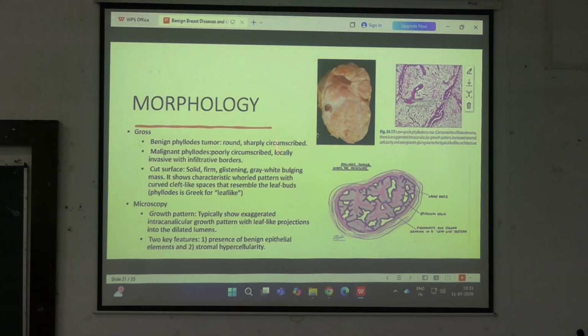So this is a gross image of a phyllodes tumor. They are usually large, and inside there are slit-like spaces, like the veins of a leaf. That's why they are called leaf-like or phyllodes tumor. Also in microscopy, these slit-like spaces occur due to epithelial and stromal proliferation. This is a microscopy image. These are the stromal proliferation, and these are the compressed ducts. Since it has a leaf-like appearance, it is known as phyllodes tumor.